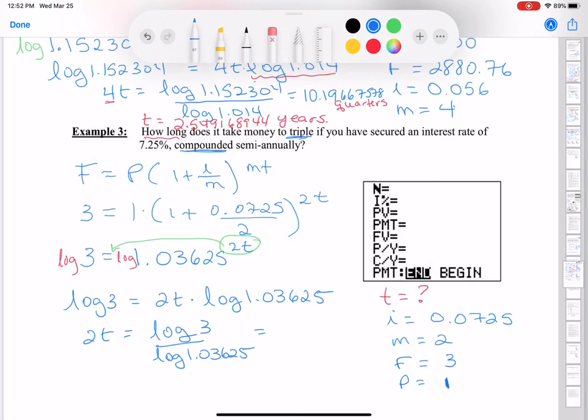And I get 30.85259, semi-annual. And I know it's semi because of the 2. Now lastly, I can find time in years by dividing by 2, and I see that it takes 15.42629 years for my money to triple. All right.